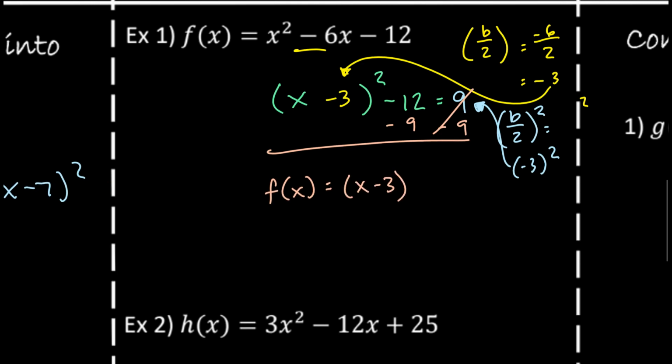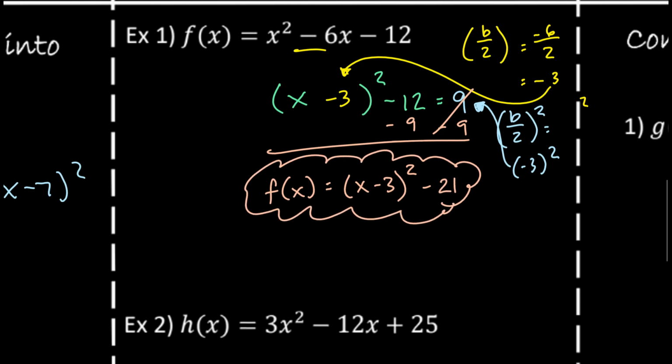So I have (x − 3)² − 21. Good. So all I did here: take your b value, divide it by 2, put it after the x, and put it in parentheses and square it.